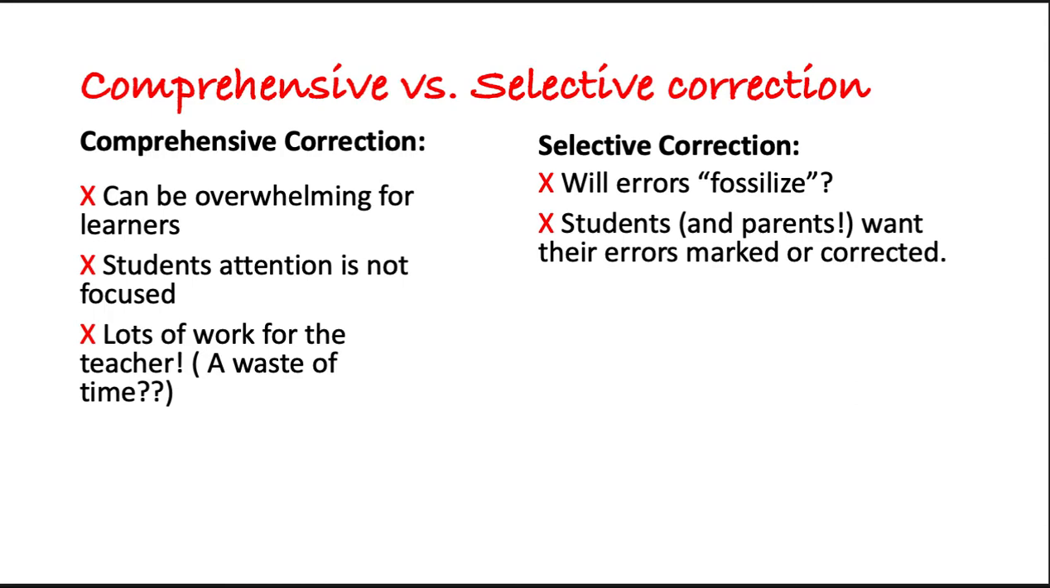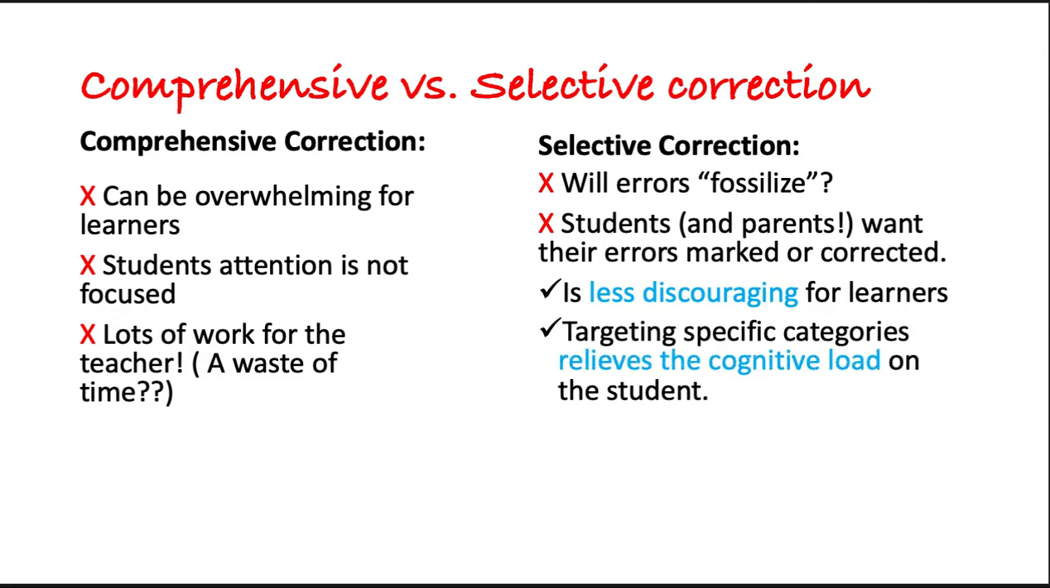For those of you that really feel uneasy about leaving errors behind, and if you want to correct more than correct less, you might want to compromise by correcting all the spelling mistakes, for example, since these errors are in a different category. They're lexical, but only correcting the grammar structure that you're focusing on. This is less discouraging for your students. Not only that, but targeting specific categories will make it a lot easier on them.